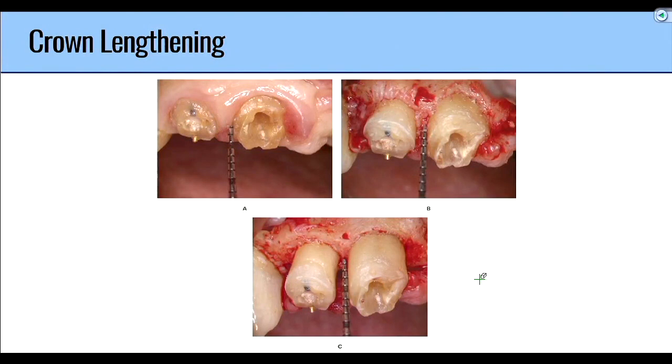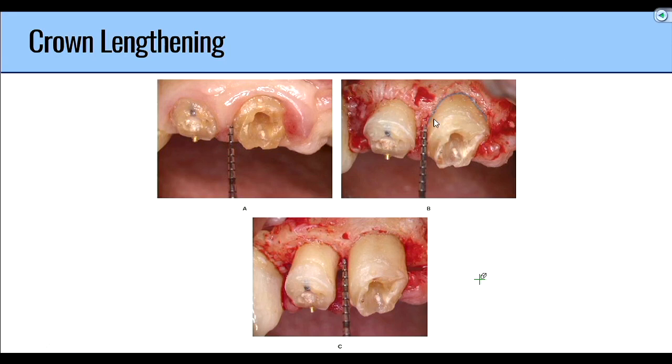The idea is when you send somebody for crown lengthening, it's important that you determine restorability and have the tooth prepared, because the specialist generally will send it to a periodontist that crown lengthens. They want to know where your final margin is going to be, so then they can do their crown, so they know exactly how much they want to crown lengthen.